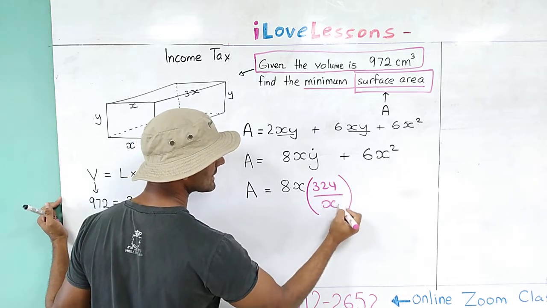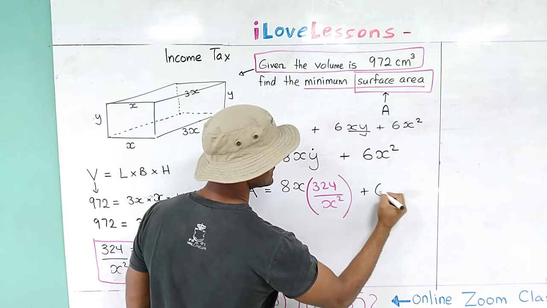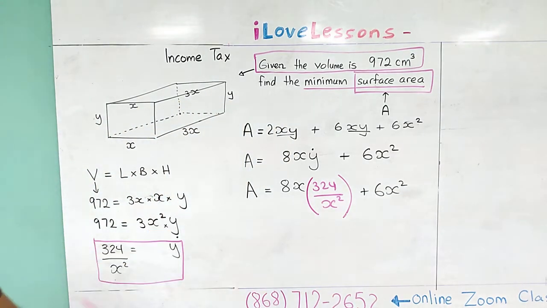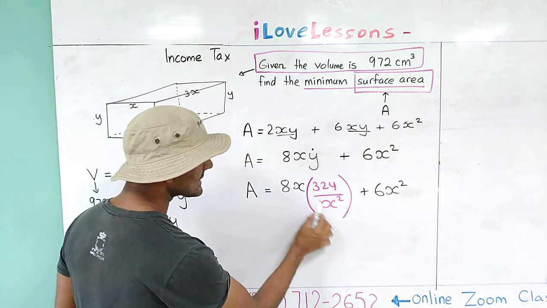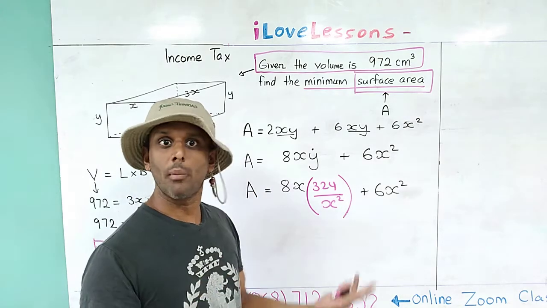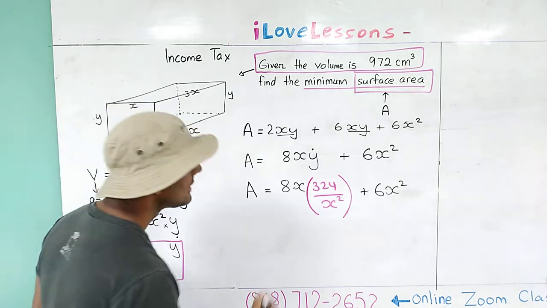324 on x squared plus 6x squared. Let's try. You notice things looking good so far. Look at it. We only have a and x's. Only two types of letters. The correct amount of letters we know how to differentiate. So we're on the right track.